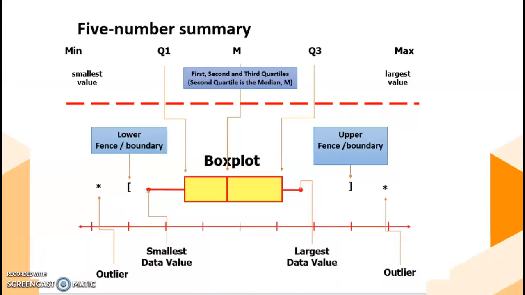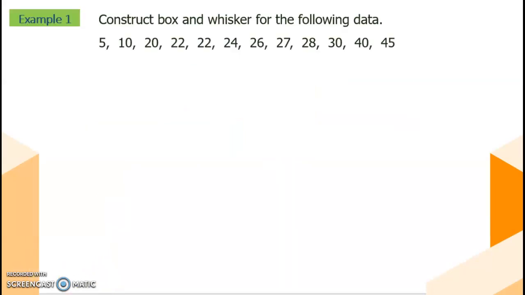Here is the five number summary of the box and whisker. The box is about Q1, Q2 and Q3. The whisker at the left will be the smallest data value. The whisker at the right will be the largest data value. And then we are going to plot any outliers from the data. Now we look at an example.